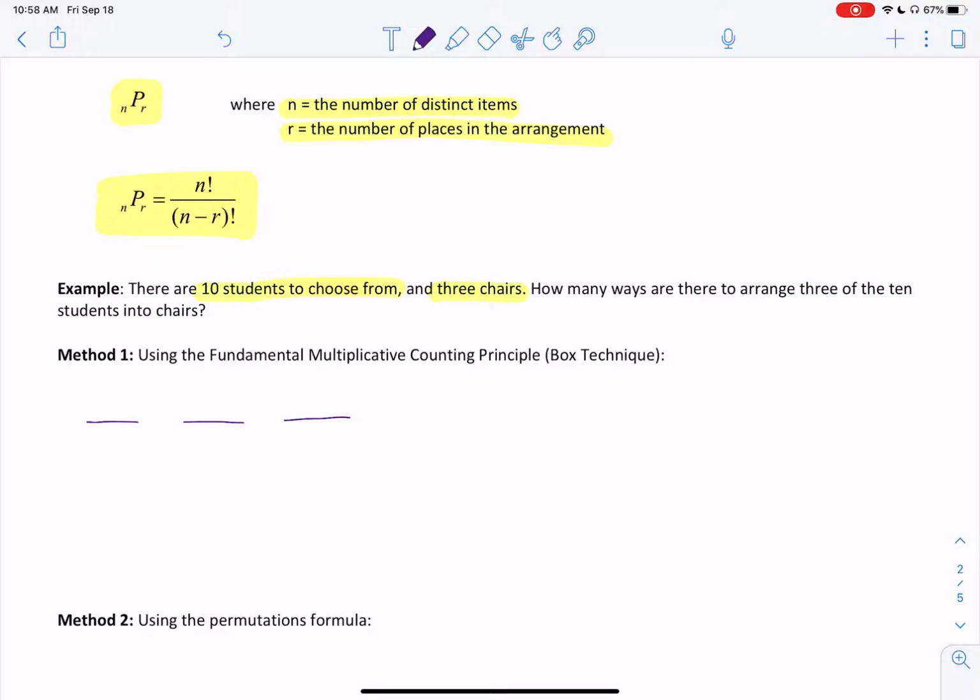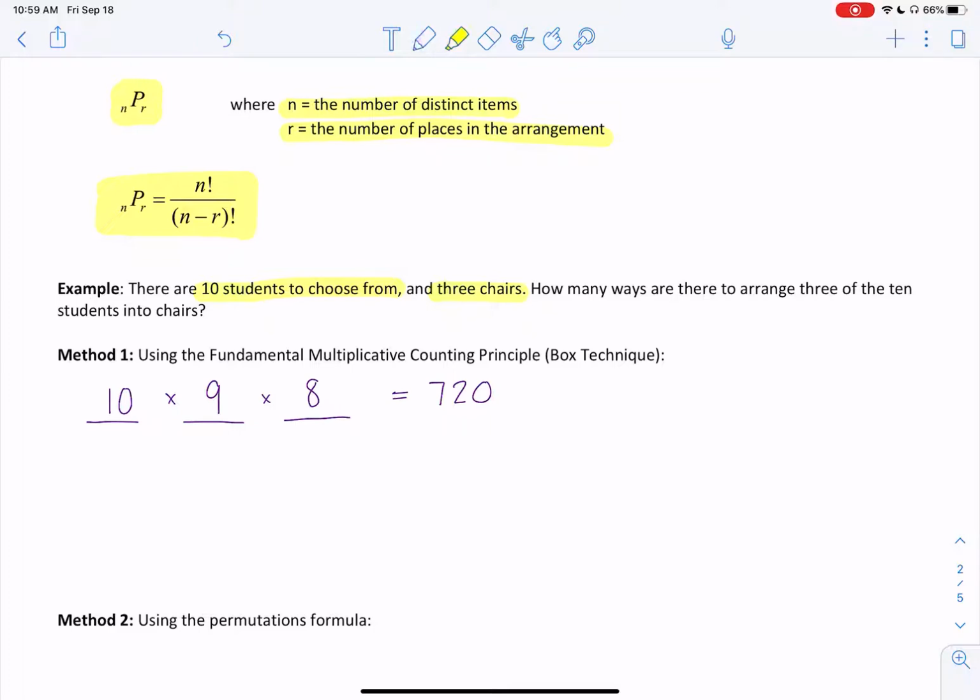So for my first chair, I could choose any one of the 10 students. Then for the second chair, one of those students was already chosen, so I could choose 9. Then for the third chair, 2 of the students were already chosen, so I'd only have 8 more options. Because I have chair 1 and chair 2 and chair 3, I multiply all of these. And if I put all of that on my calculator, I'll have 720.